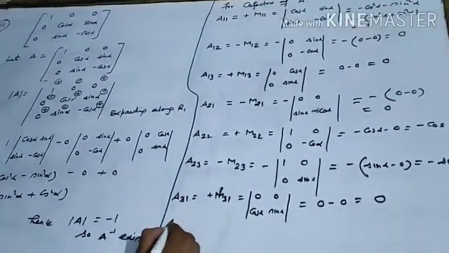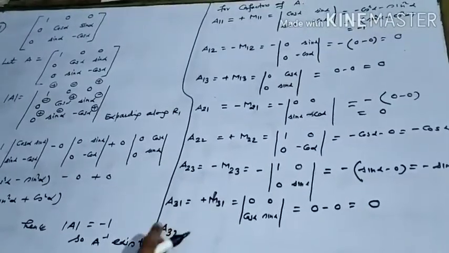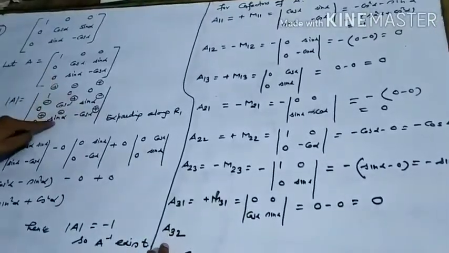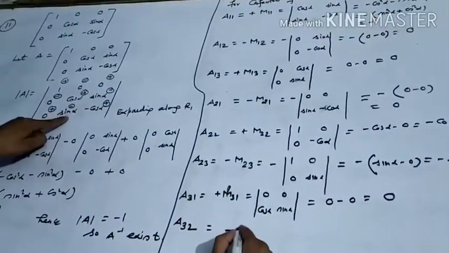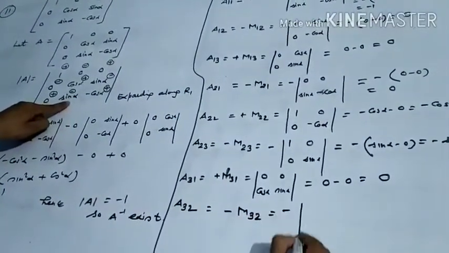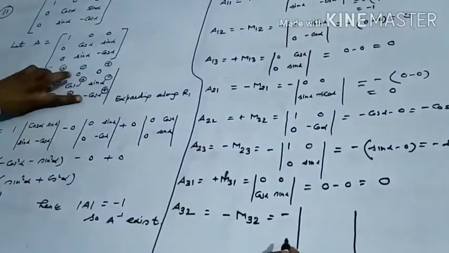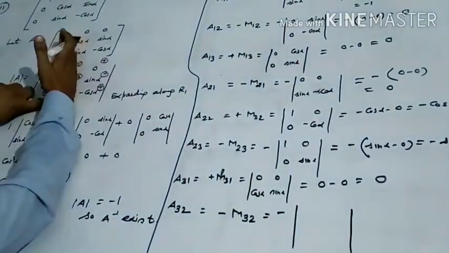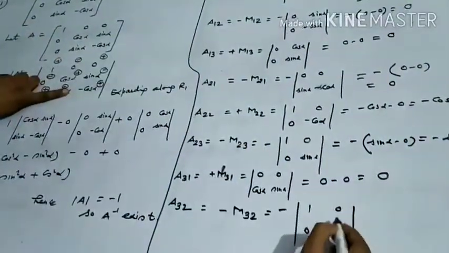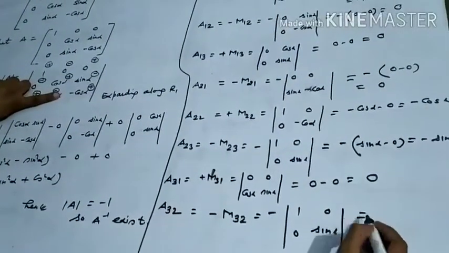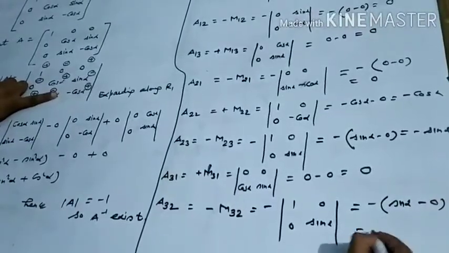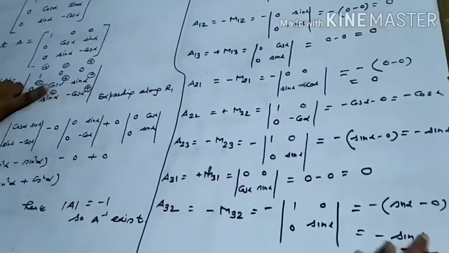And then A32 means this is the cofactor of the element of the third row and second column. So this is the third one, this is the second column, means this is the sin, if you see this is the minus, and then minor of the element of the third row and second column. So this is the minus, and then subdeterminant after leaving third row and second column. So this become 1 0, and here this is the 0, and here this is the sin alpha. So minus, and then this is the sin alpha minus 0, or simply this is the minus sin alpha.